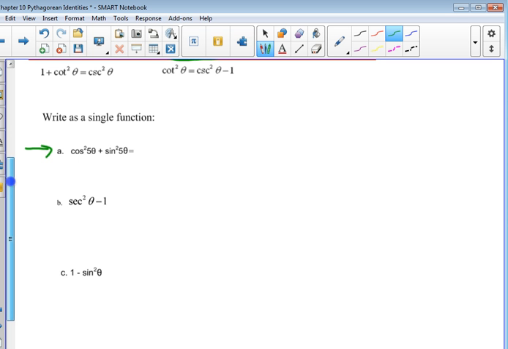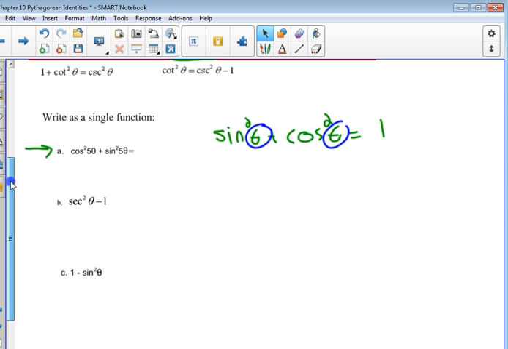Any idea? Yeah, Joey? First one, good job. The idea that sine squared theta plus cosine squared theta equals 1. Now, as long as your two values here are the same, it will always equal 1, no matter what. You could have 10 theta, 100 theta, 1,000,000 theta, but as long as these are equal, it will always equal 1.